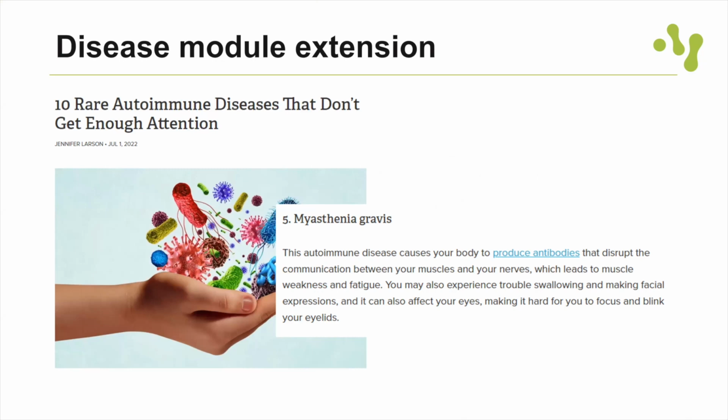And here I found a list of the top 10 autoimmune diseases that don't get enough attention. I chose Myasthenia gravis, which is a rare chronic condition that causes muscle weakness. It most commonly affects the muscles that control the eyes, the eyelids, facial expressions, chewing, swallowing, and speaking. But it can affect most parts of the body.